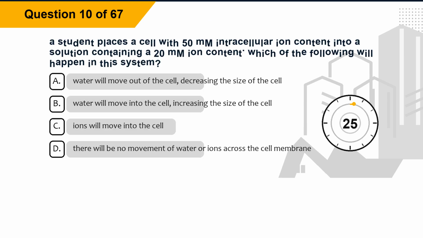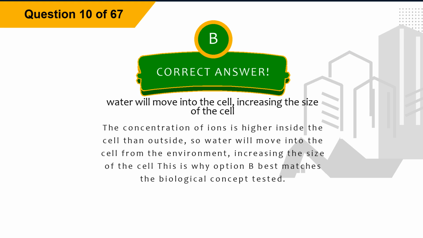Question 10. A student places a cell with 50 mM intracellular ion content into a solution containing a 20 mM ion content. Which of the following will happen in this system? Option A, water will move out of the cell, decreasing the size of the cell. Option B, water will move into the cell, increasing the size of the cell. Option C, ions will move into the cell. Option D, there will be no movement of water or ions across the cell membrane. The correct answer is option B, water will move into the cell, increasing the size of the cell.